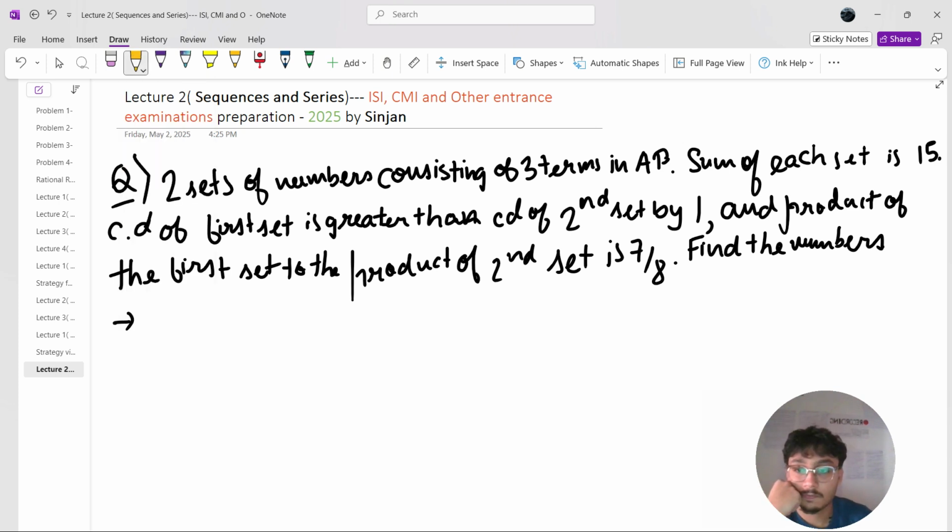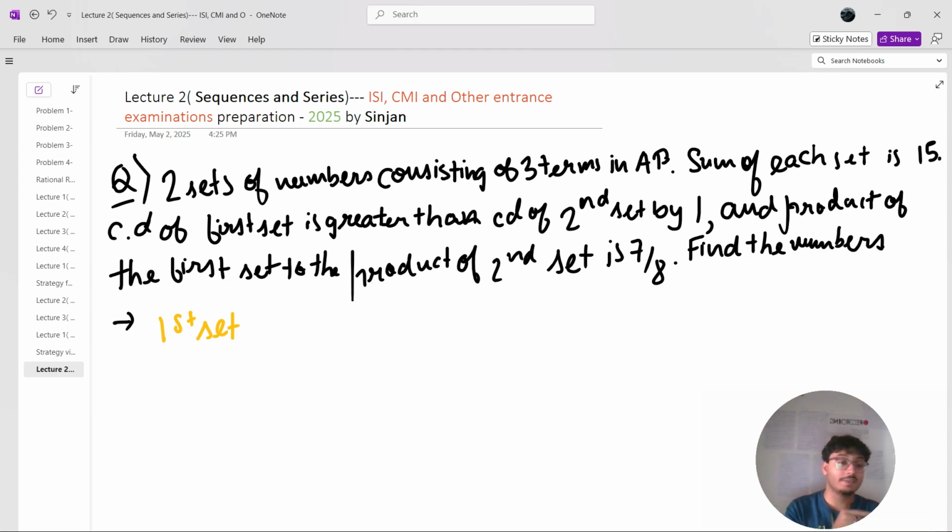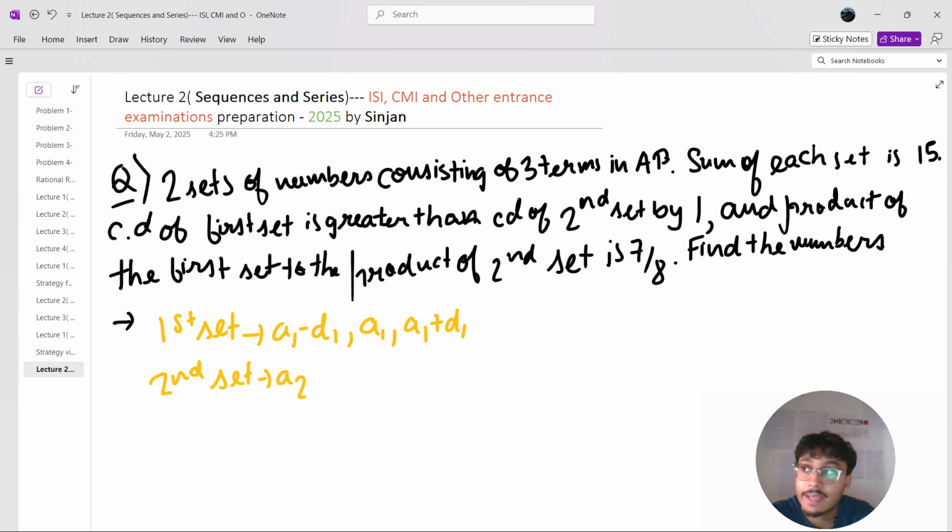So we are given two sets of numbers. When you are going to express 3 numbers in AP, what are we going to take? A minus D, A, A plus D. So my first set, let me take my first term to be A1 and common difference to be D1. So my series is A1 minus D1, A1 and A1 plus D1. Then my second set is A2 minus D2, A2, A2 plus D2.